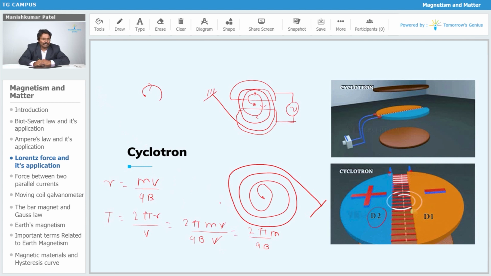So you can calculate the time period and the frequency for this cyclotron. That is about the working of the cyclotron, which is used to generate a huge amount of energy, where we use an external electric field as well as an external magnetic field.